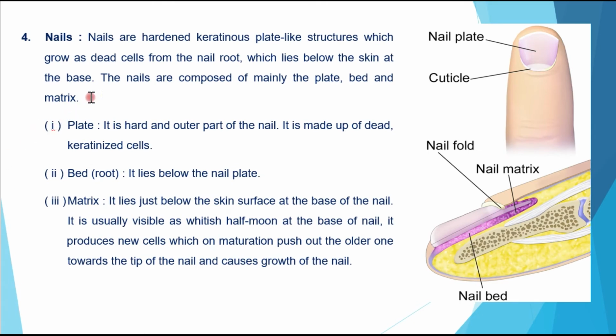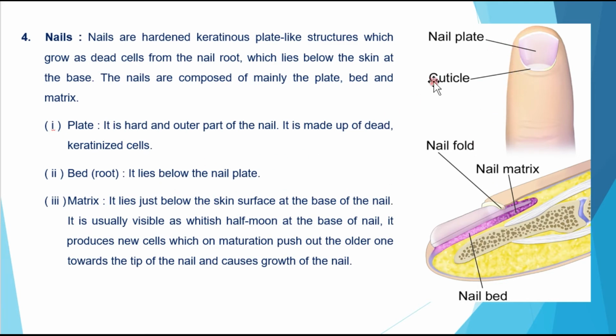Next we come to nails, another skin derivative, found on the fingers. This is also a skin derivative and it is actually a hardened keratinous plate-like structure which grows as dead cells from the nail root. It grows from the nail root which contains the living cells. But the upper end is dead, which you cut. They are composed mainly of the nail plate, the nail bed, and the matrix.